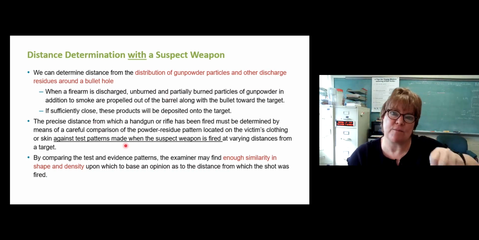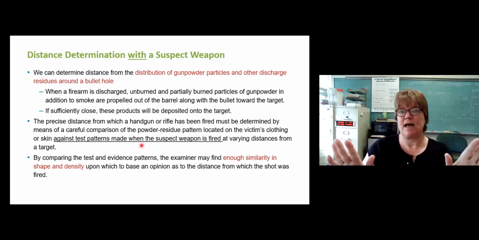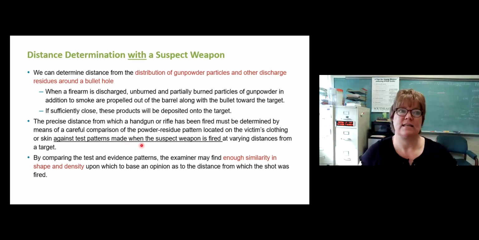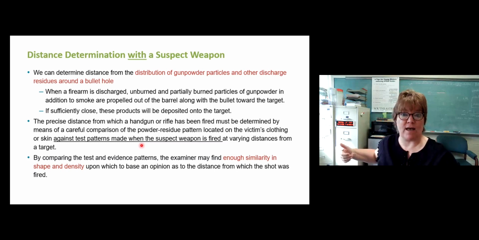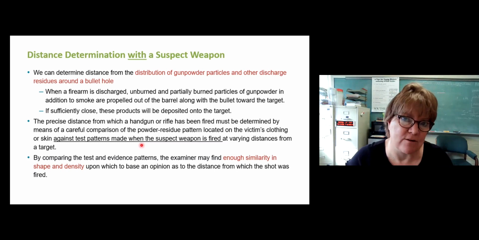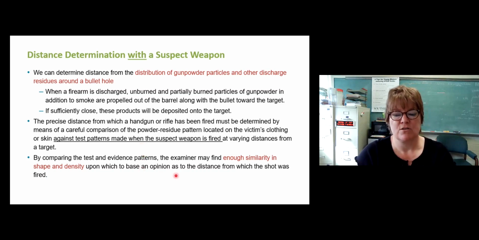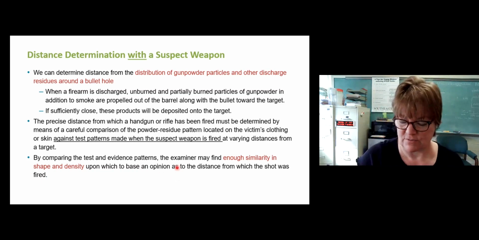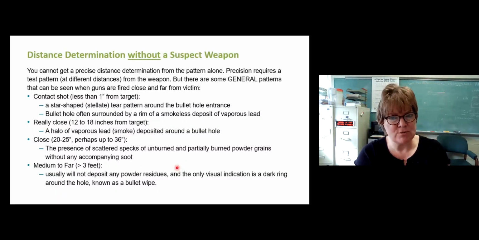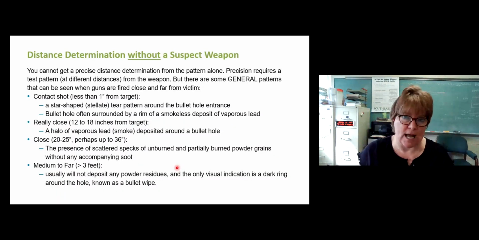That precise distance from the handgun can be judged if I look at a match. This is what I test fired the gun at, and here is the actual wall or victim, and I look at the pattern there and do some matching, and say the gun was fired from 4 feet away, or from 8 feet away. But I'd have to have a test pattern to really match it up. I can get some general ideas if I don't have the test pattern. I might find enough similarity in the shape and density of this residue pattern to base an opinion about the distance. If I don't have it, I can get some ballpark ideas just from knowledge of how guns work.